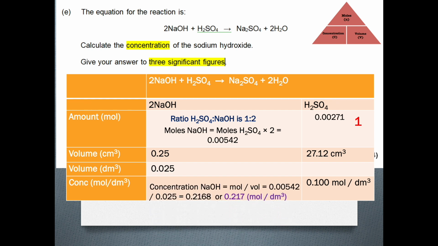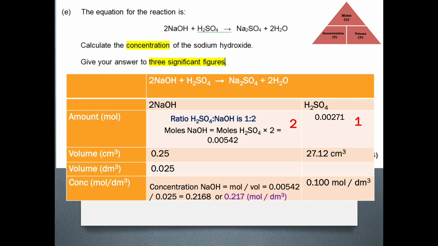And your answer would be 0.00542 divided by 0.025 to give you your answers here. Now, have you noticed the difference between what is highlighted in purple and what is in black? The reason why I've written that out is because you're doing it to 3 significant figures. Go back to what you've highlighted previously in the question.